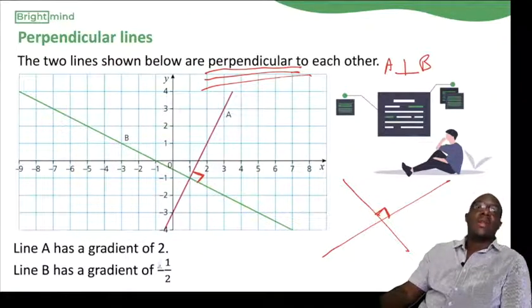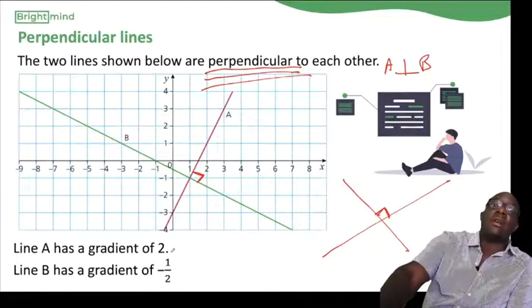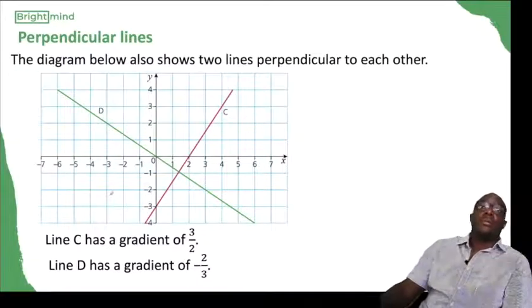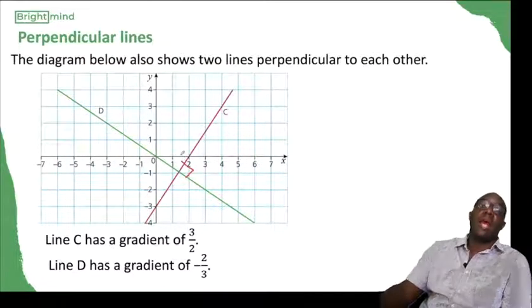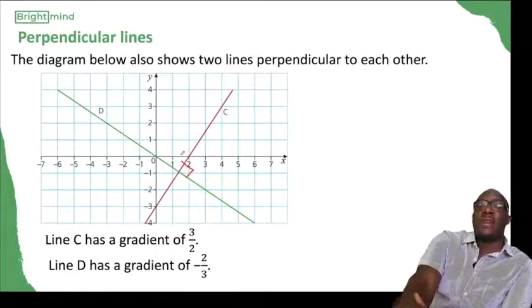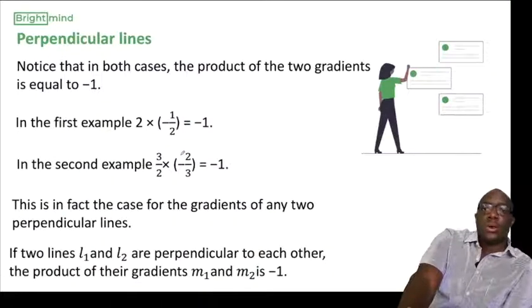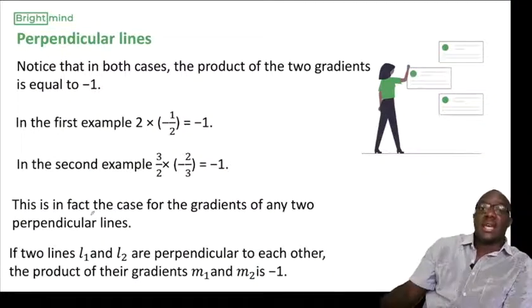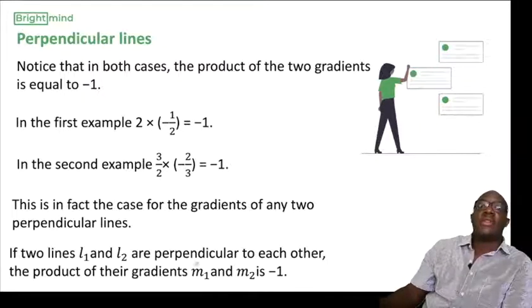Right? Line A has a gradient of 2 and line B has a gradient of -0.5. Same with C and D, two perpendicular lines. One has a gradient of 3/2, one has a gradient of -2/3. So what you'll note is that if two lines are perpendicular, then the product of their gradients is -1.